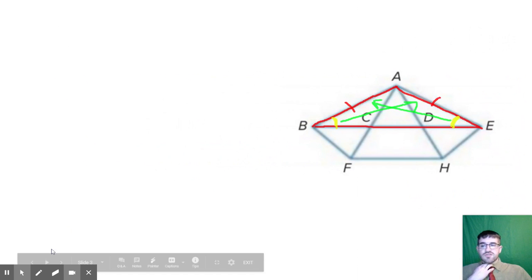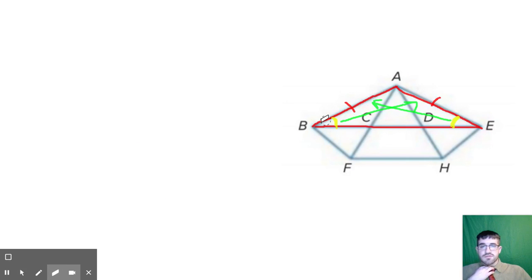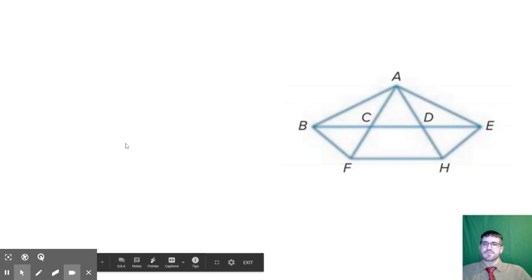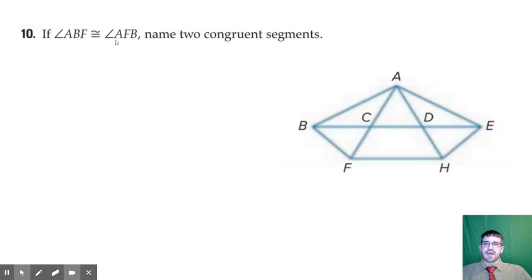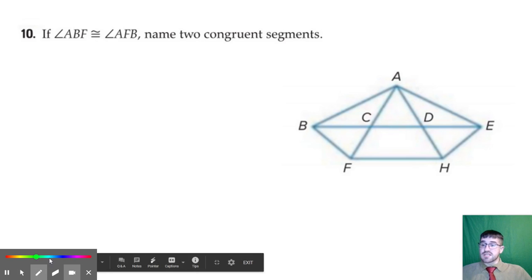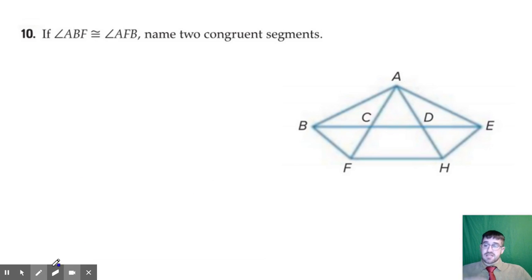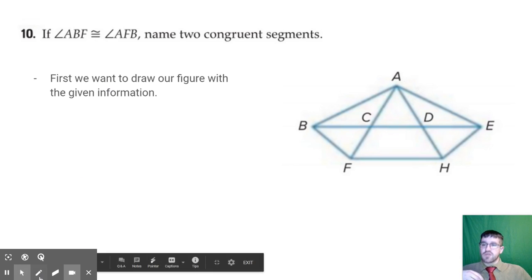Okay, moving on to number 10. I am going to erase everything here. For problem 10, we're asked, if we're given angle ABF is congruent to angle AFB, we want to name 2 congruent segments. So this is a little bit different than the last one we did. And what we want to do, as always in geometry, is draw our figure with the given information.